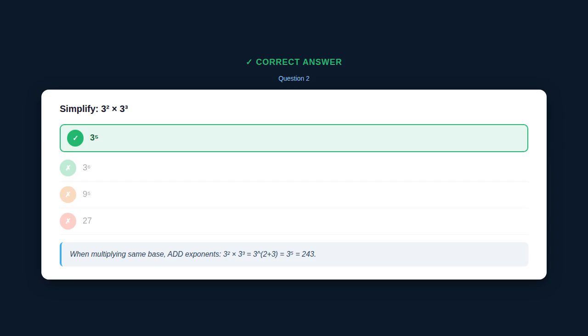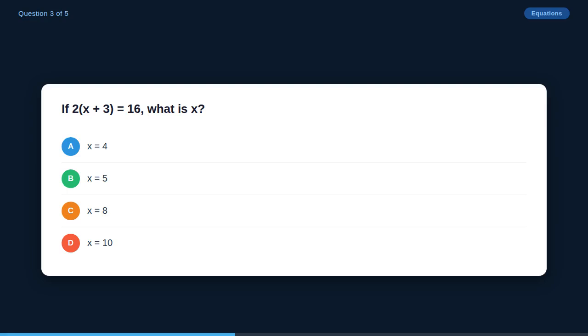Question 3 of 5. If 2x plus 3 equals 16, what is x? Option A, x equals 4. Option B, x equals 5. Option C, x equals 8. Option D, x equals 10.